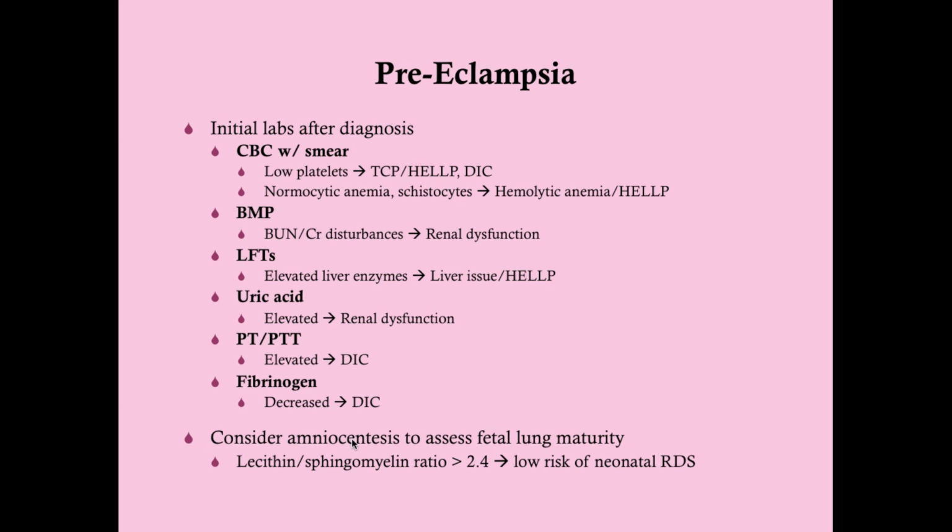You may want to consider amniocentesis for a patient with preeclampsia to assess fetal lung maturity, and this can be done at whatever point you feel is necessary. But typically, this is often done around 26 to 28 weeks when we know that the fetus is now viable, because if you do it at 20 weeks, it really doesn't make any sense, because if she needs to be delivered at that point, the baby's not going to survive. So you may do it at 26, 28 weeks.